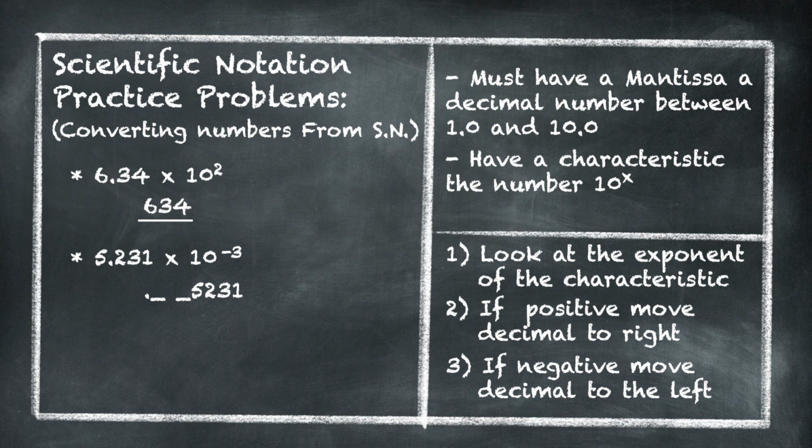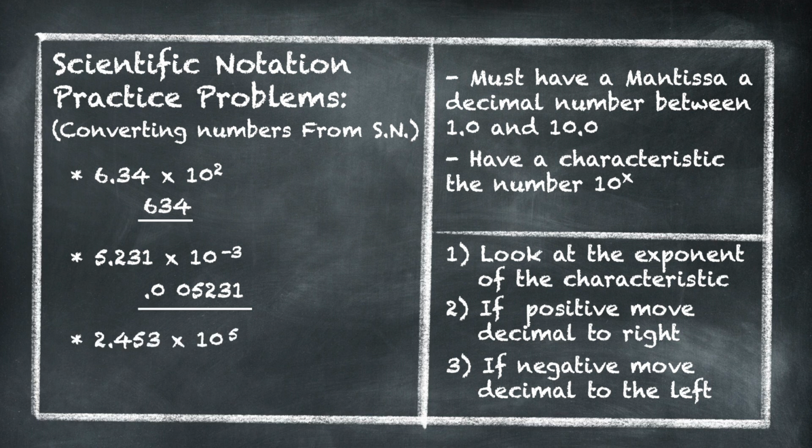Notice we run out of spots or digits to the left of the decimal. All we're going to do there is fill those empty spots in with zeros. So this gives us a number in standard form of 0.005231. Okay, remember, negative exponent, we're moving to the left. Fill in any zeros.